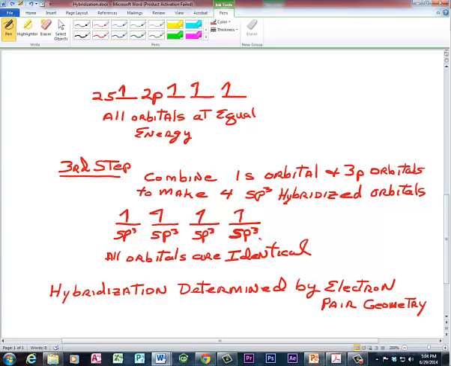Now, all of that sounded fairly complicated. The practice of determining hybridization is actually very, very simple. Notice that we needed 4 orbitals that were absolutely equivalent to each other. Notice that we combined 1s and 3p's. Well, 1s and 3p's makes 4 orbitals. So the hybridization is going to be determined by the electron pair geometry. So if you have a tetrahedral electron pair geometry, molecular geometry does not determine hybridization, it's electron pair geometry. The hybridization will be sp3. That's because we needed 4 equivalent orbitals, combination of 1s and 3p's.